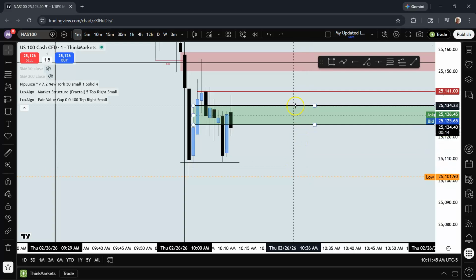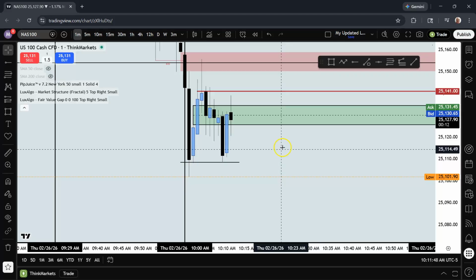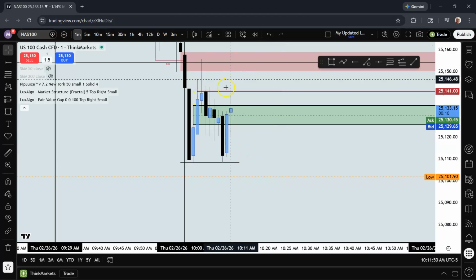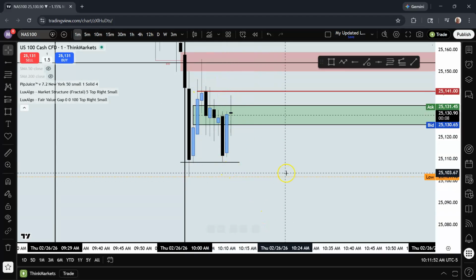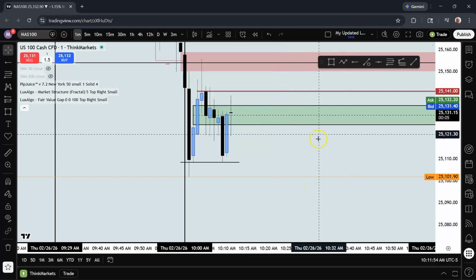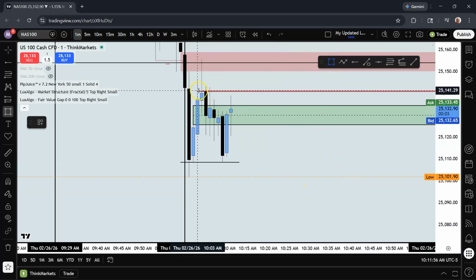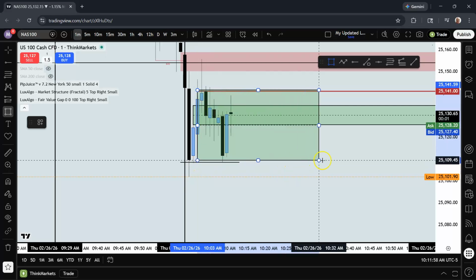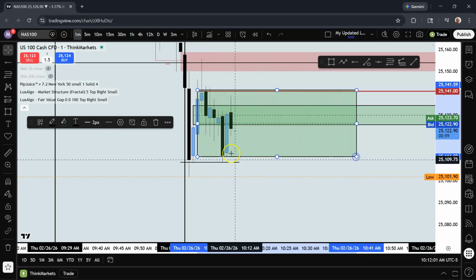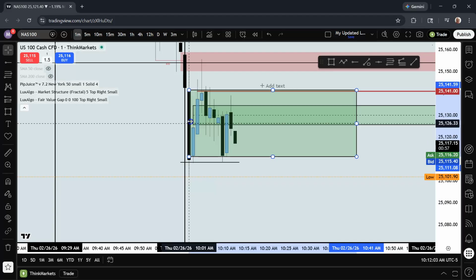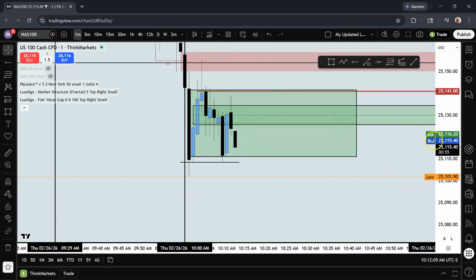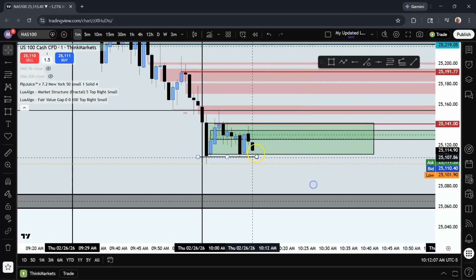And you see what it's doing, right? So instead of making lower lows or lower highs or higher highs, it's consolidating. It's creating a sideways movement. And again, you don't want to trade this. Stay away from it.